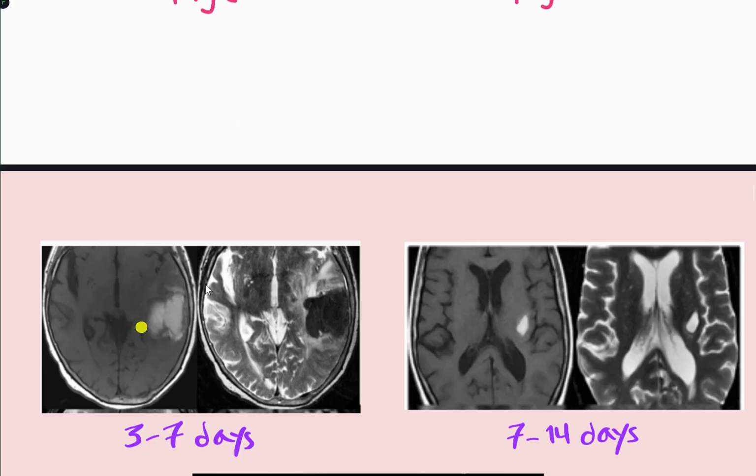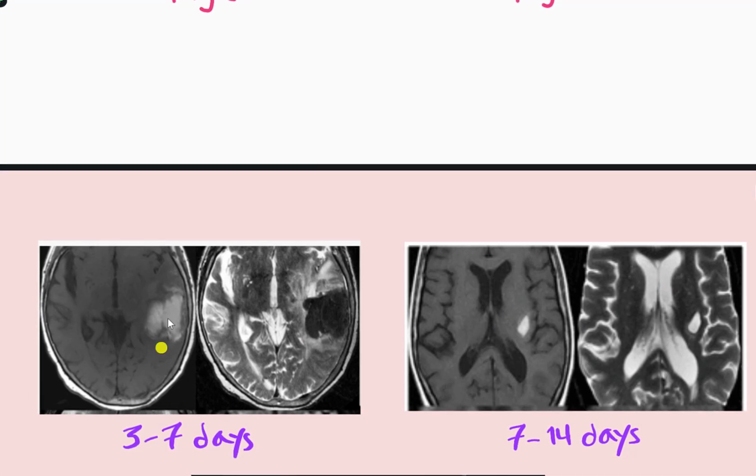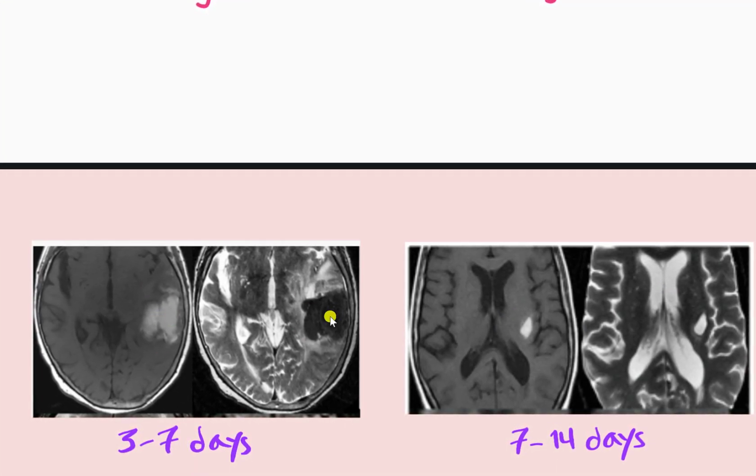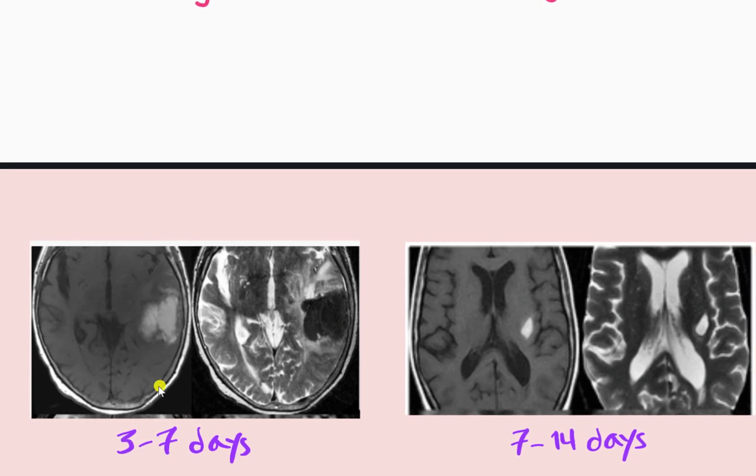This is T1 sequence and this is T2. Hyper-intense signal, bright in T1 and dark hypo-intense in T2. This is an early subacute hematoma with the onset from 3 up to 7 days. Bright signal in T1 and bright signal in T2. This is late subacute hematoma with the onset of hematoma from 7 up to 14 days.